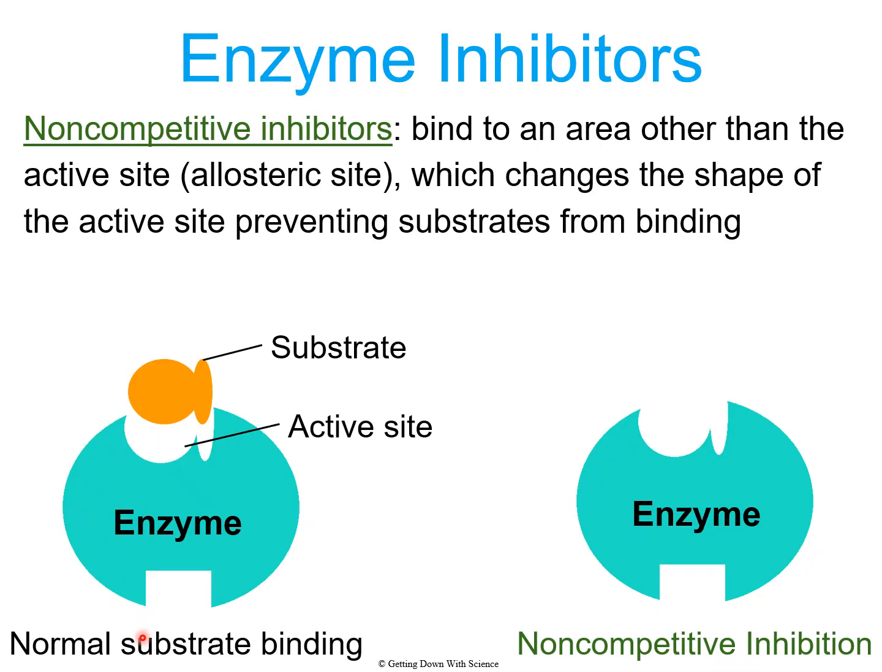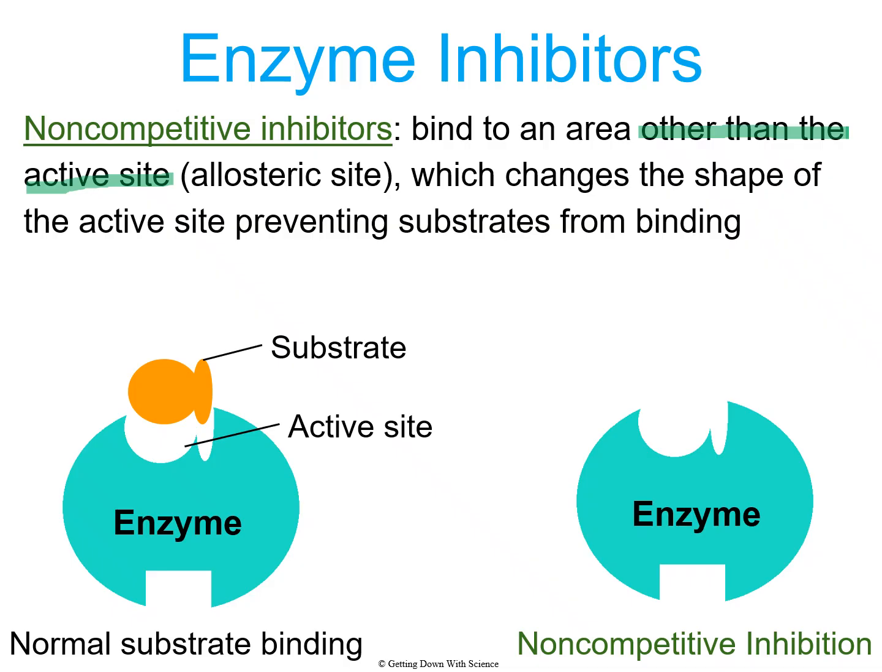Here's another type of inhibitor. We have non-competitive inhibitors. These guys still inhibit, so they still prevent the enzyme from doing its job, but they're regarded as non-competitive. And here's why. Because they attach to the enzyme at another site, not at the active site. So they will bind to the enzyme somewhere else, but not at the active site. So they're not blocking the active site.